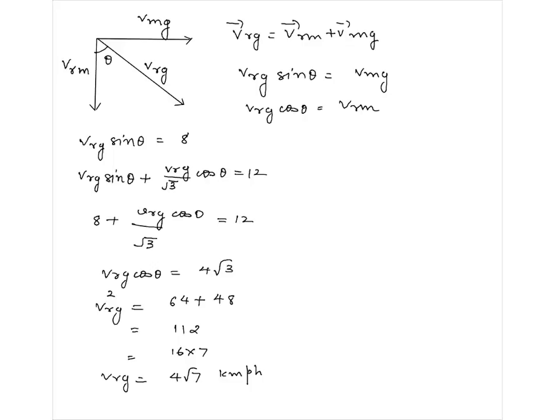We have to find the direction also. That should be very easy. Dividing these two, tan theta is equal to 8 by 4 root 3. That is 2 by root 3. Theta equal to tan inverse 2 by root 3. That's it.